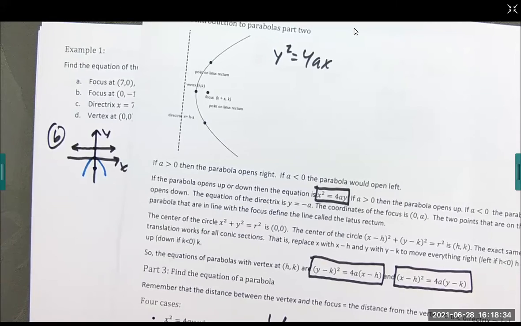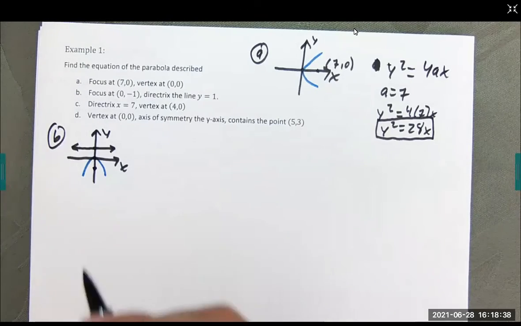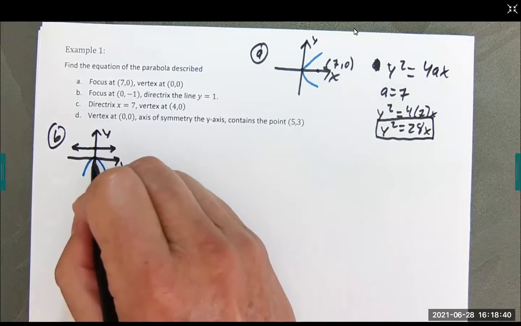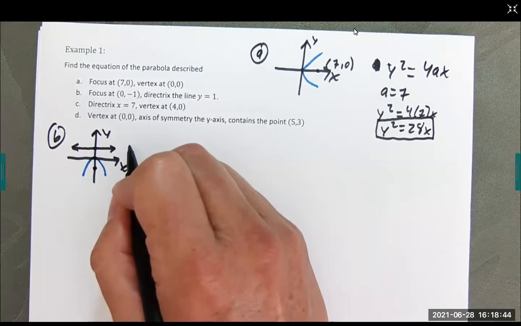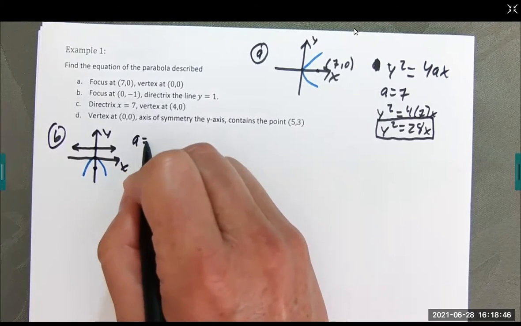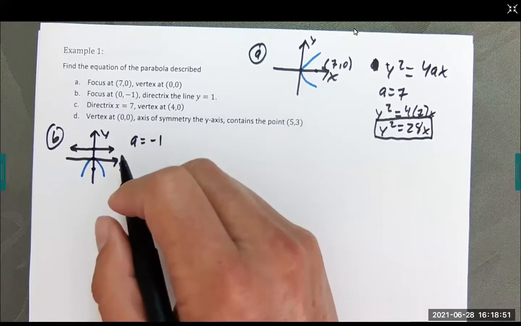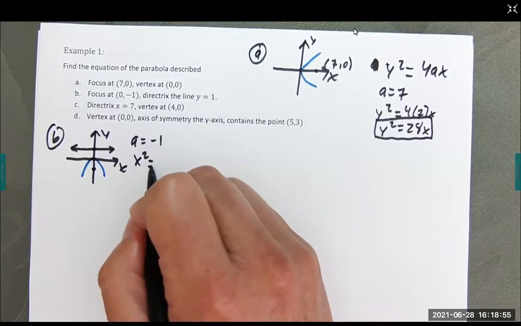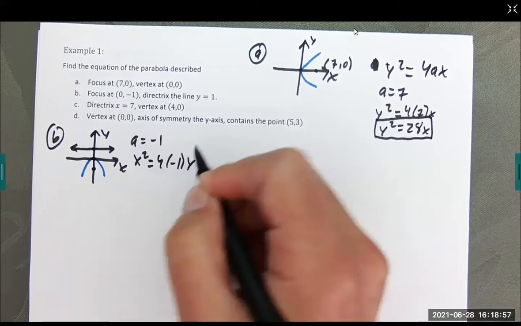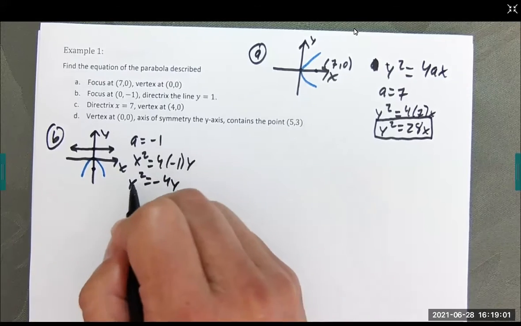And we're centered at the origin. And it looks like A is 1 in this case, because the distance from here to here is 1. There's also 1. So I think A is 1 in this case. I should say -1 in this case. Here, -1. And so that's going to give us x² equals 4 times -1y. X² equals -4y. There's our equation.